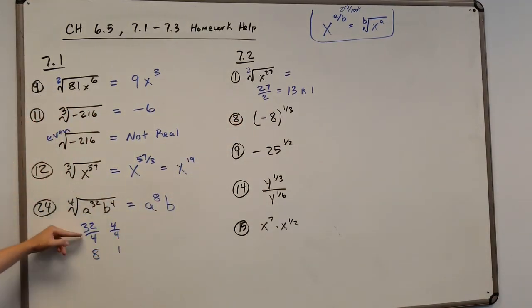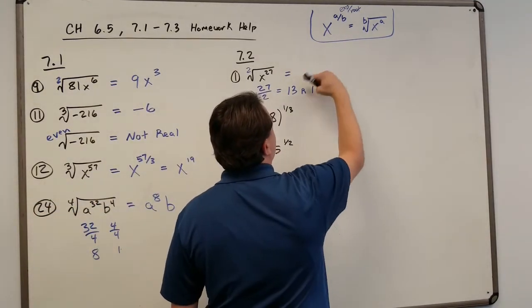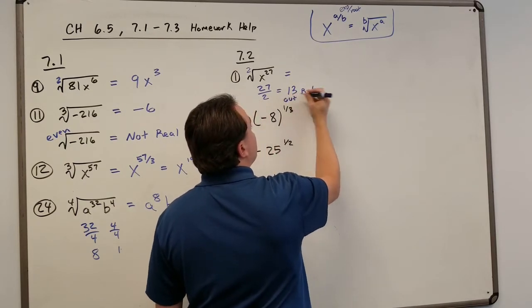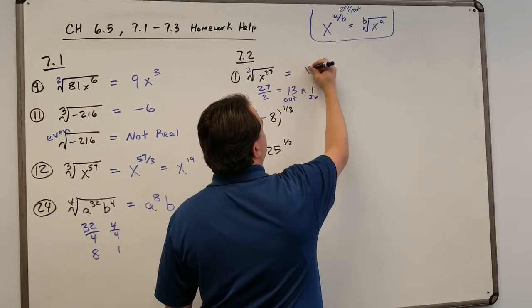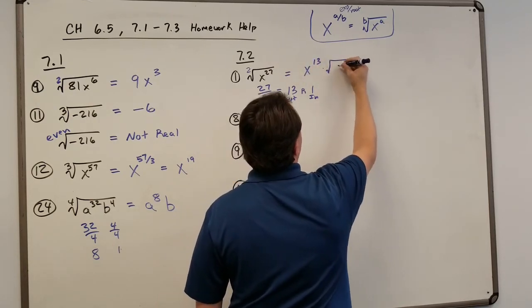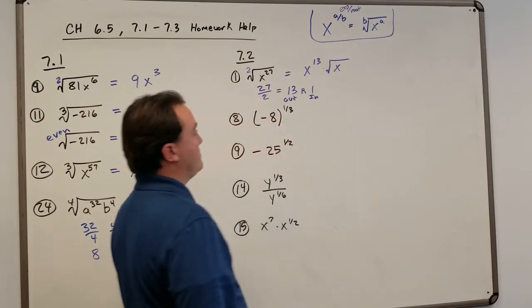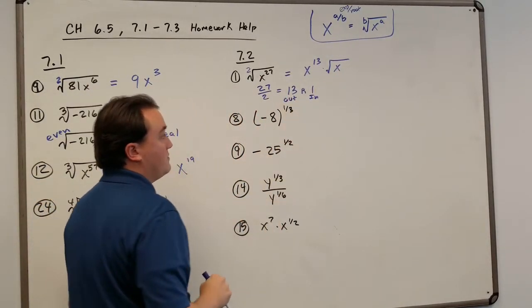Just like here, 32 divided by 4 is 8. We took 8 a's out. Well, that means we can take 13 x's out and leave 1 x in. So we have x to the 13 times the square root of x to the 1st. 13 come out and 1 stays in.